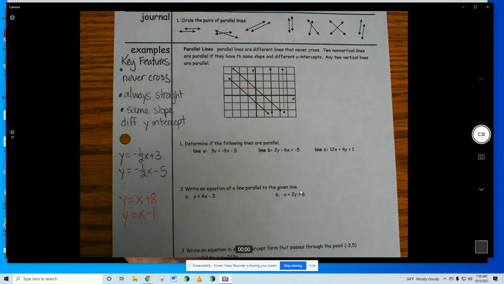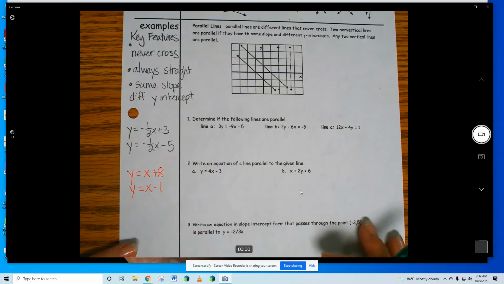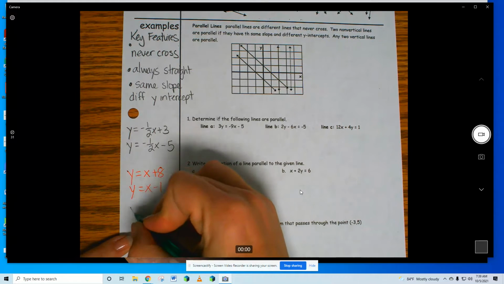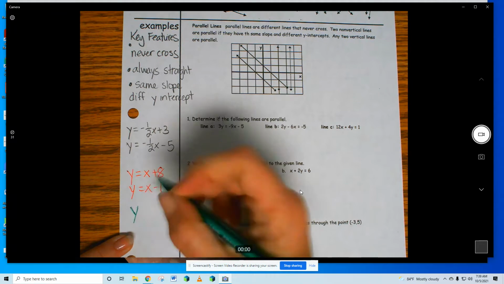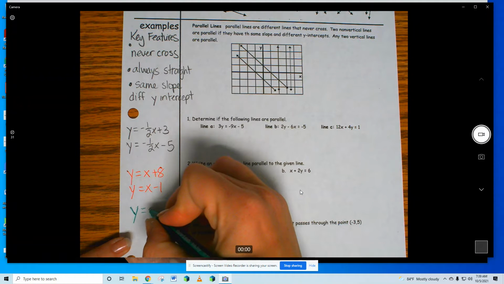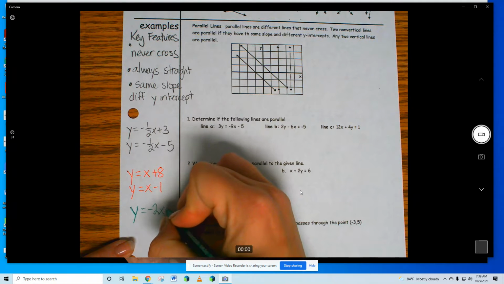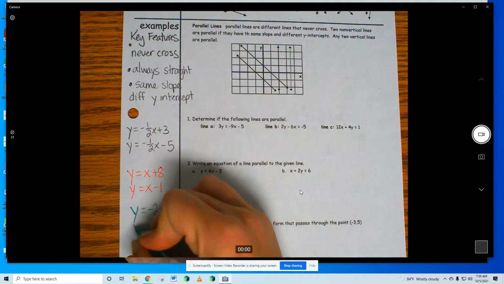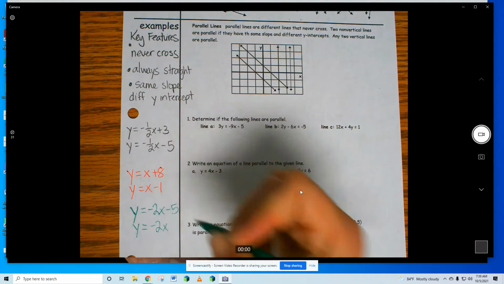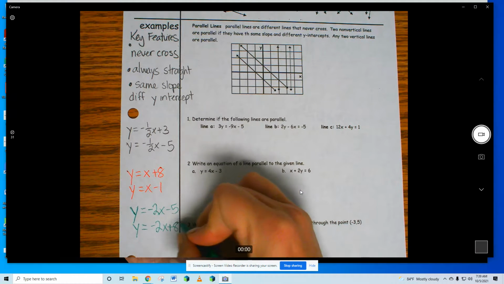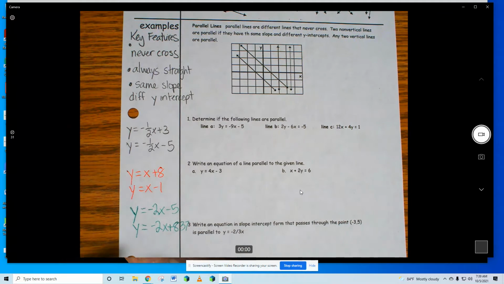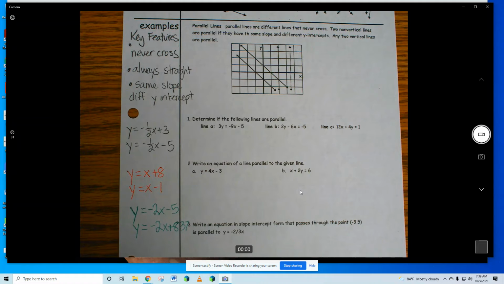Here's another pair. We'll do Christmas, red and green. Y equals negative 2x minus 5. And y equals negative 2x plus 837. Whatever. As long as my slopes are the same.